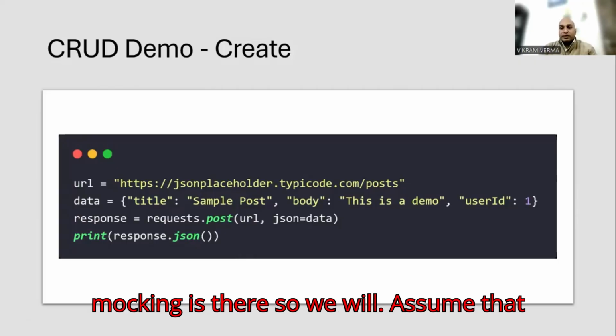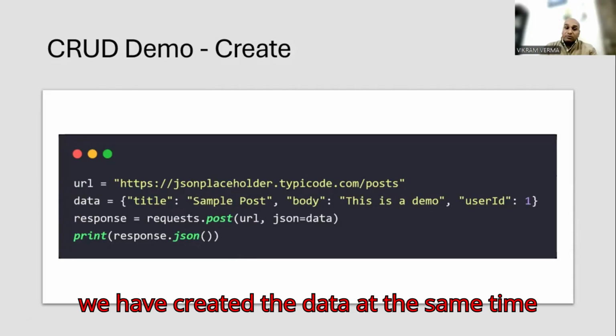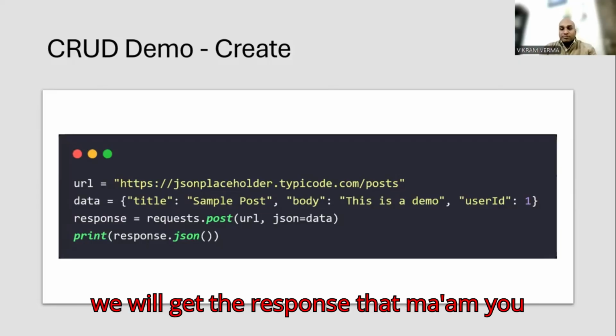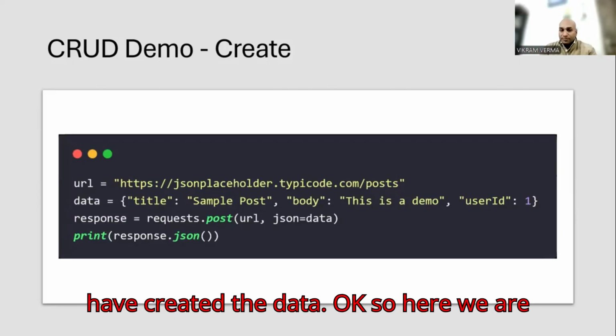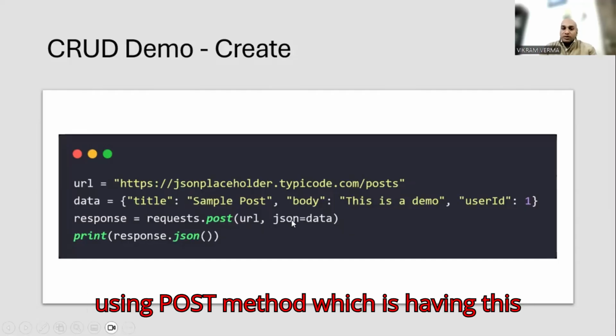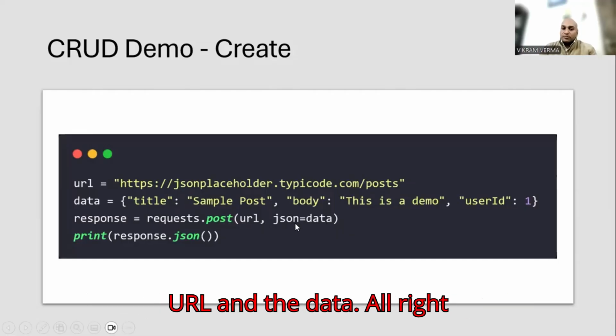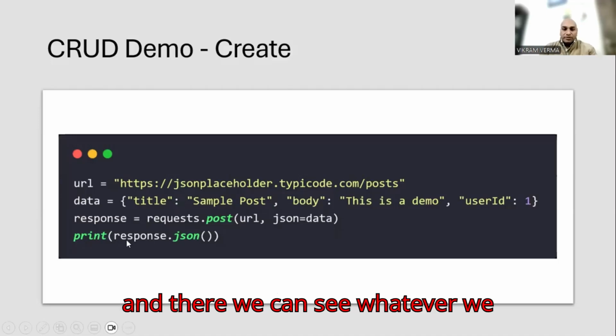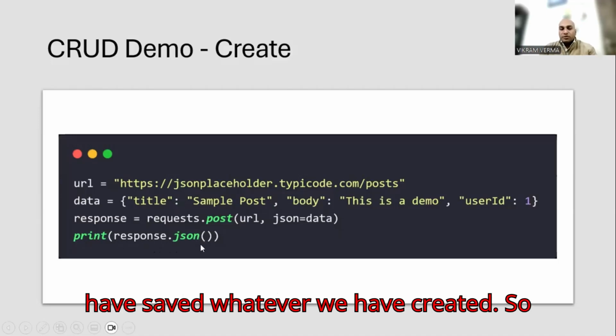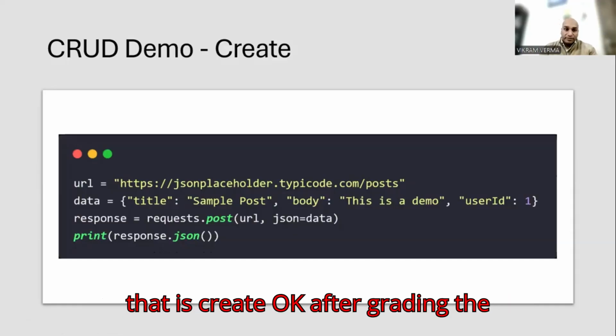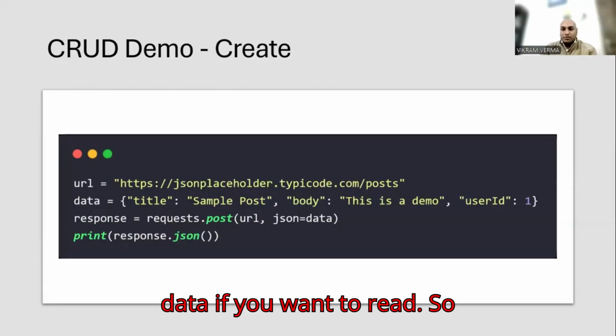It is not going to let you make any changes to the real data set, but the mocking is there. So we will assume that we have created the data. At the same time, we will get the response that you have created the data. So here we are using the post method, which takes this URL and the data. And there we can see whatever we have saved, whatever we have created. So that is create.